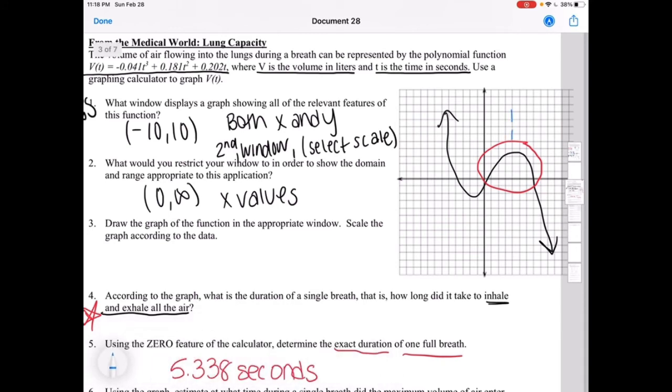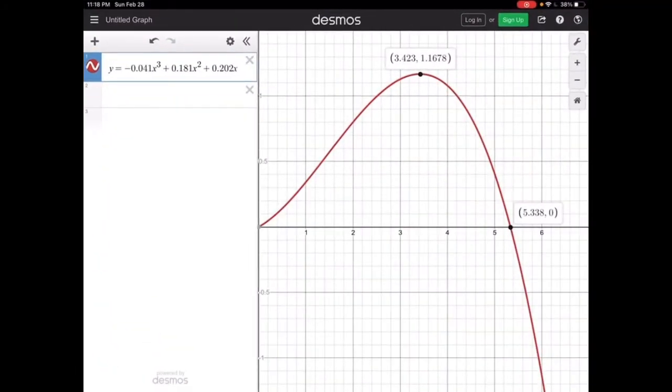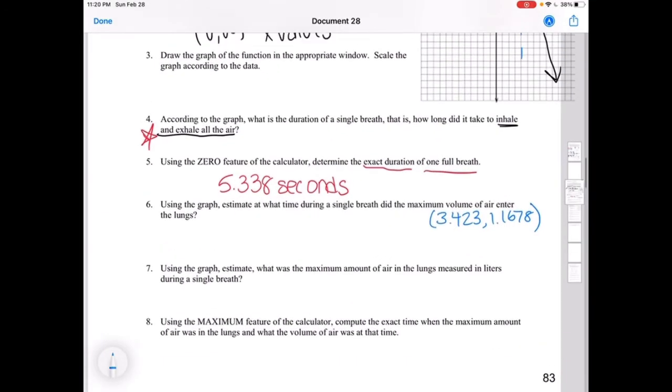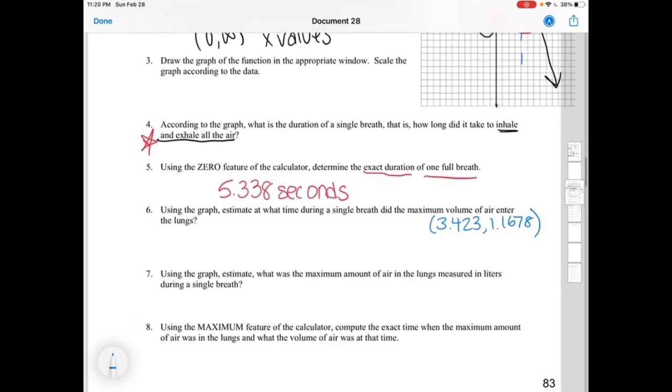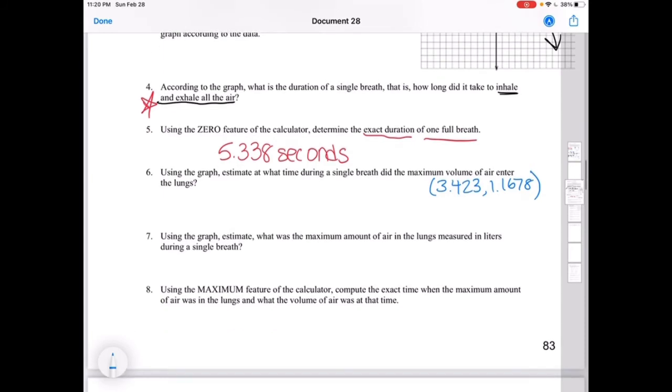And as we talked about here, at our maximum point, that was where we inhaled and we're starting to exhale from that point. Also keep in mind that the y value is measuring the volume of air. So as I keep going along this line, the maximum value that my y has is at this maximum point, 1.1678. Use the graph to estimate at what time during a single breath did the maximum volume of air enter the lungs. We discussed that. It was at this point, and that's what we estimated. So I'm going to put a blue star there.